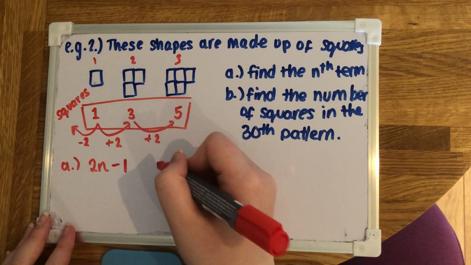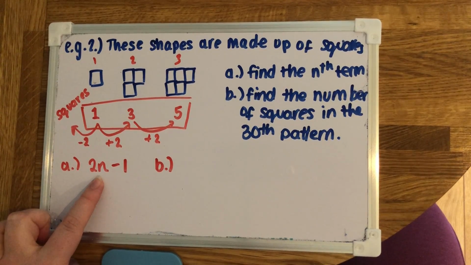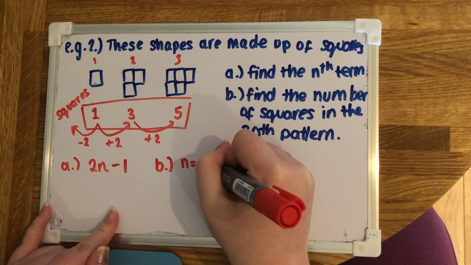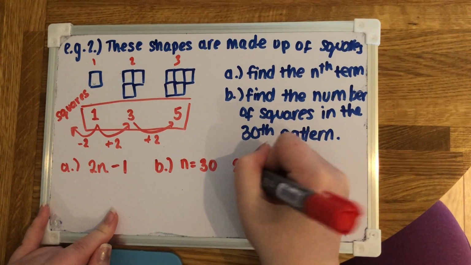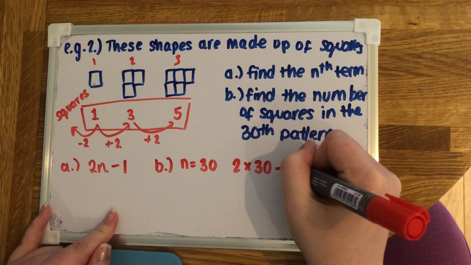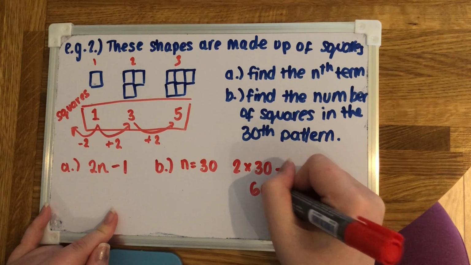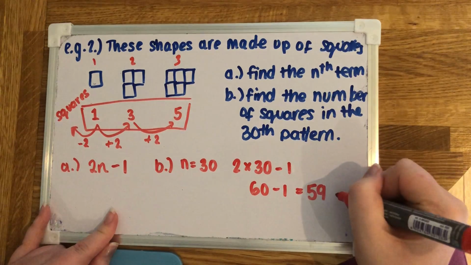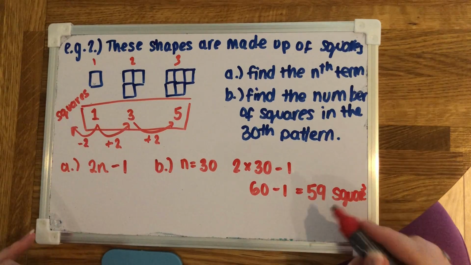Okay, and then for part B, very similar to part B of the first example. We know what the nth term is because we've just worked it out. This time we want the 30th term, so n is going to be 30. We just substitute it into the nth term. So 2 multiplied by 30, and then we subtract 1 on the end. 2 multiplied by 30 is 60. 60 subtract 1 is 59. So it's going to have 59 squares. I'm not going to fit that in.